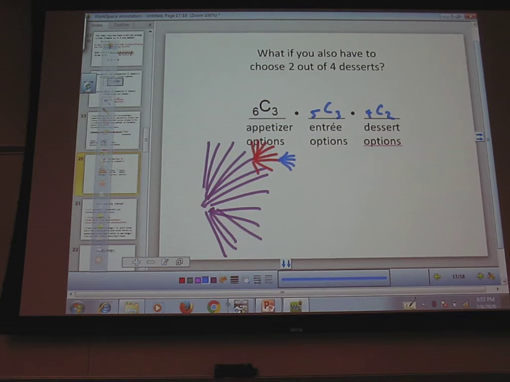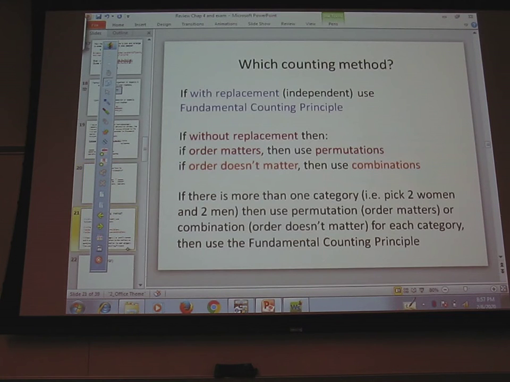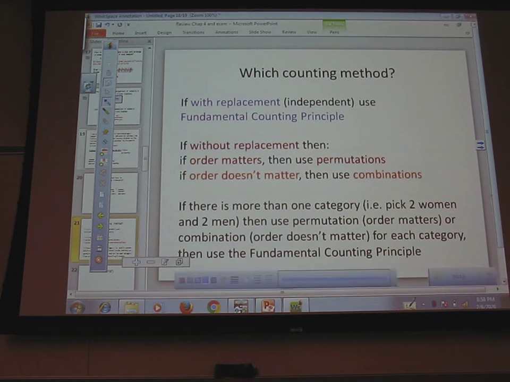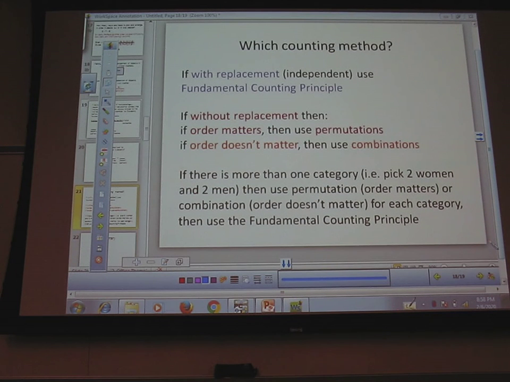Good? All right. Cool. All right. You're not getting tested on it, but I did need to show it to you. All right. So next thing is what counting methods. I want to make sure you guys are super clear on which counting method to use.